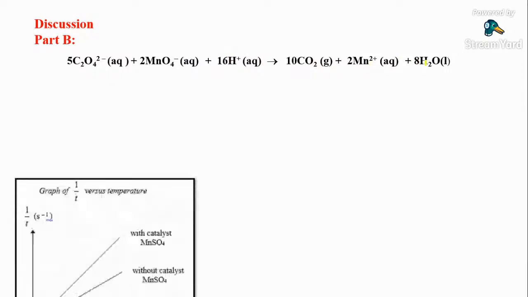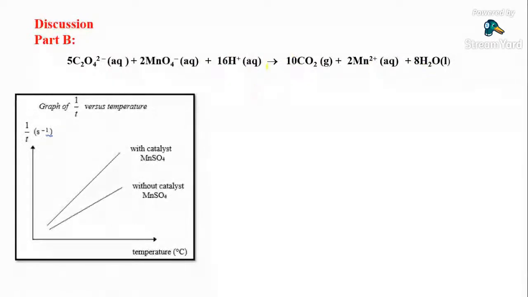Okay, then this is the graph. Again, the title: graph of 1 over T versus temperature. Here is 1 over T per second, and the x-axis is temperature in degrees Celsius. You will get two graphs. Make sure that you plot the two graphs in one graph paper. One is with catalyst, another one is without catalyst.